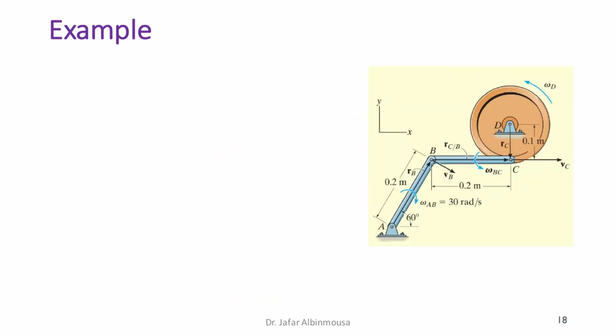Now the final part is the wheel. So for the wheel, we have only simple rotation about a fixed axis. So we can utilize this equation, VC, which has just been computed, equals omega D cross RC. So basically, since we know this velocity from analyzing this part, this velocity belongs to both BC as well as the wheel. So we can use this information to find omega D. So this is omega D multiplied just by its radius, which is RC.